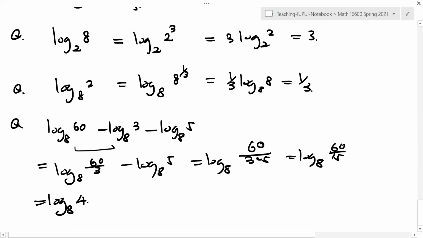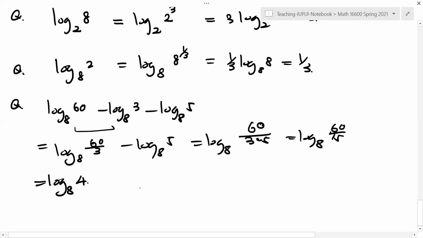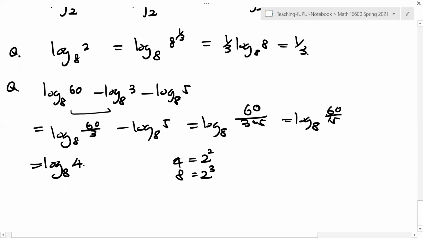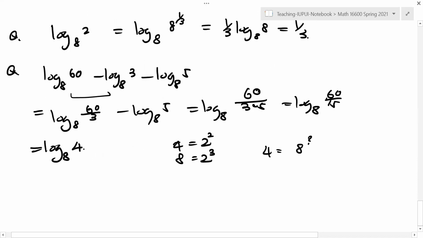Okay. Then almost done. Now 4 is going to be what? How can you find the relation between 4 and 8, right? 4 to a certain power is going to be 8. Okay, be very careful, okay? 4 is going to be 2 squared. 8 is going to be 2 cubed. How can I relate them, right? So I want to write 4 equals 8 to a certain power.